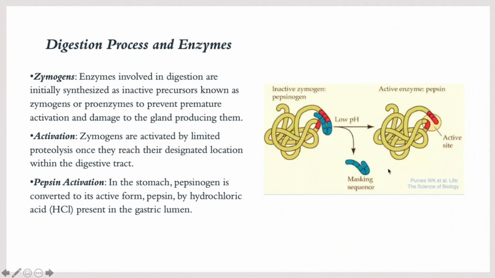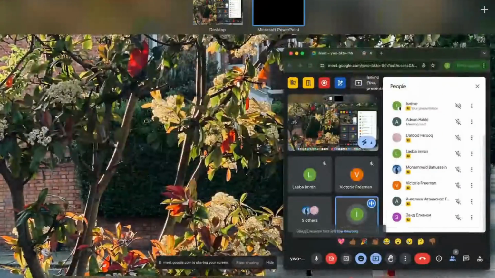And looking at this picture, we can understand how that happens. As you know, hydrochloric acid has a low pH. Once there is a low pH, this masking sequence, which is in the structure of the pepsinogen, right here, will be removed, and this will expose the active site of the enzyme. What does the active site of the enzyme do? Can somebody tell me? What's the purpose of the active site of the enzymes?